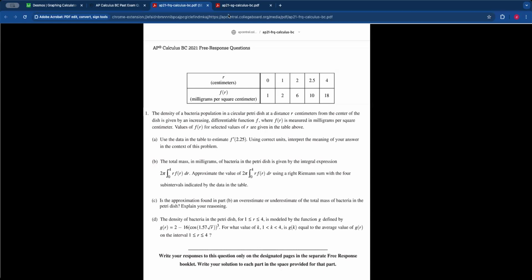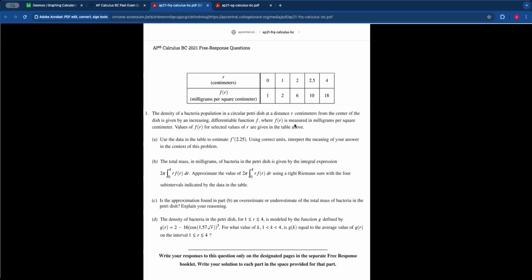So let's choose a color. We'll go with light blue. So they give us centimeters and some function based off of, I can only assume, the radius. But let's take a look. The density of a bacteria population in a circular petri dish at a distance r centimeters from the center of the dish is given by an increasing differentiable function f. So it's key to note that f is increasing, and we can see 1, 2, 6, 10, 18, yep.